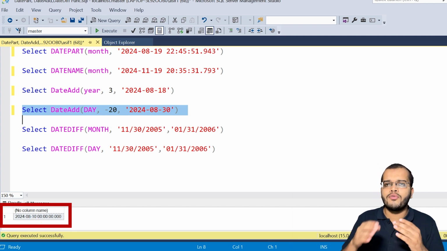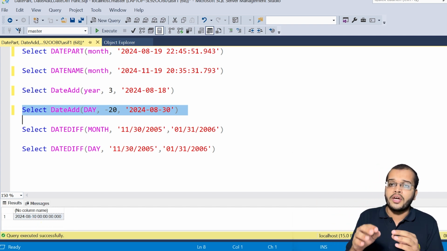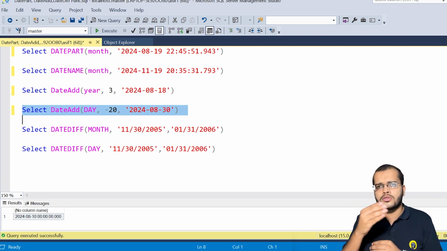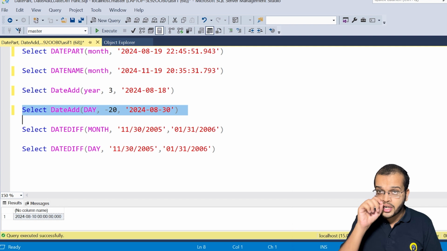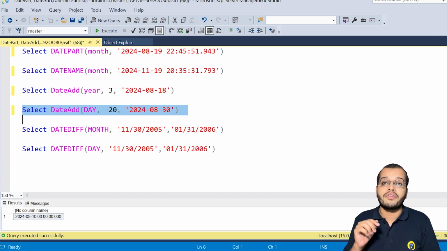Whenever we are trying to add for the future, we will just write the interval. We don't give any positive sign there. But if you would like to go backwards, so past 20 days or past 15 months or past 3 years, then we can go with the negative sign. What interval we are going to give with the negative sign, that matters a lot. So that's how the DATEADD function will work.